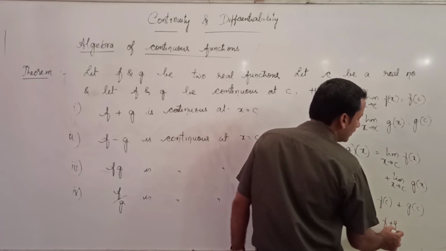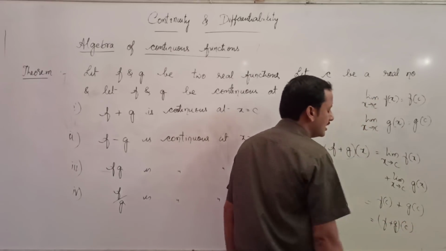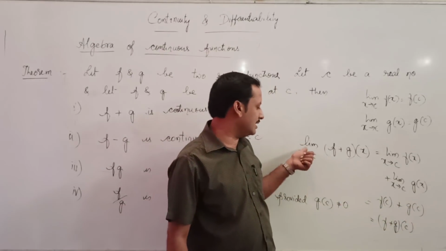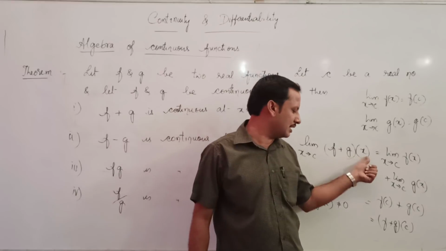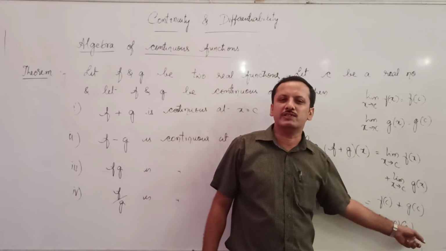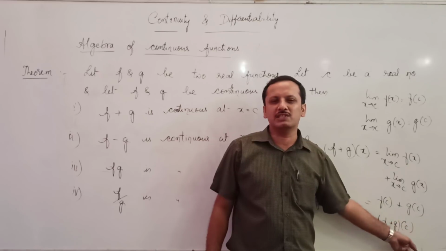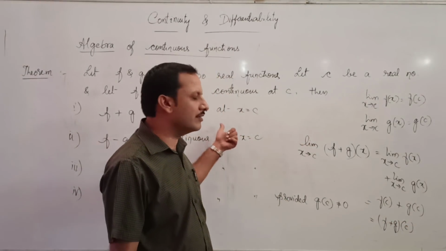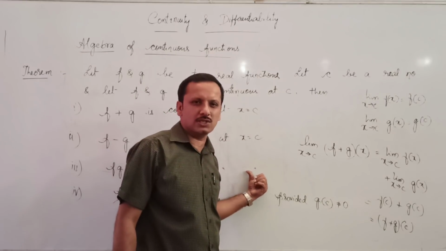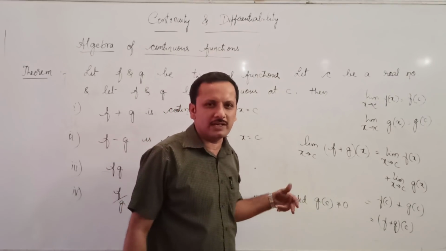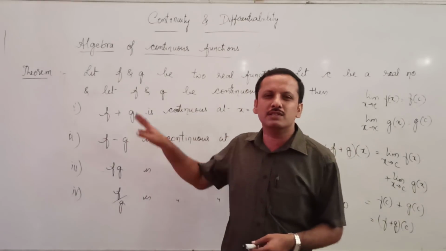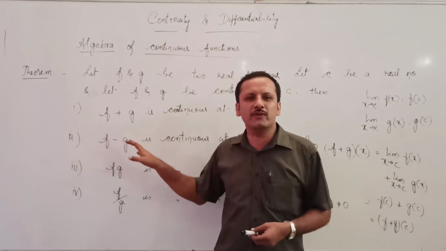This is nothing but f plus g of c. f of c plus g of c is nothing but f plus g of c. So we have seen that limit x tends to c, f plus g of x is equal to f plus g of c. Therefore, f plus g is continuous at x equal to c. Similarly, we can prove the other results also. But anyway, this is not there in our syllabus, so we need not worry about it. Just concentrate on the statement of this theorem.